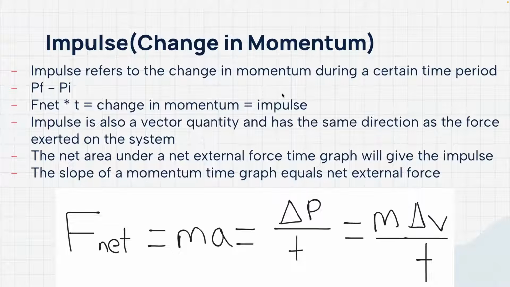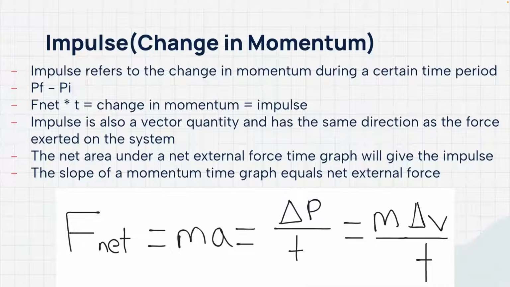So now we're going to define a term called impulse. Impulse just refers to the change in momentum during a certain time period. So final momentum minus initial momentum. Impulse also equals just F net on a system multiplied by the time. Impulse also is a vector quantity and has the same direction as the force exerted on the system. Note that the net area under a force-time graph will give the impulse, and the slope of a momentum-time graph equals the net external force.